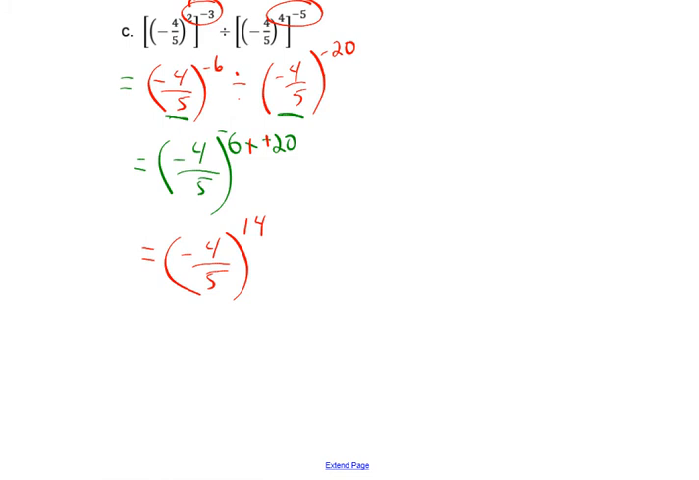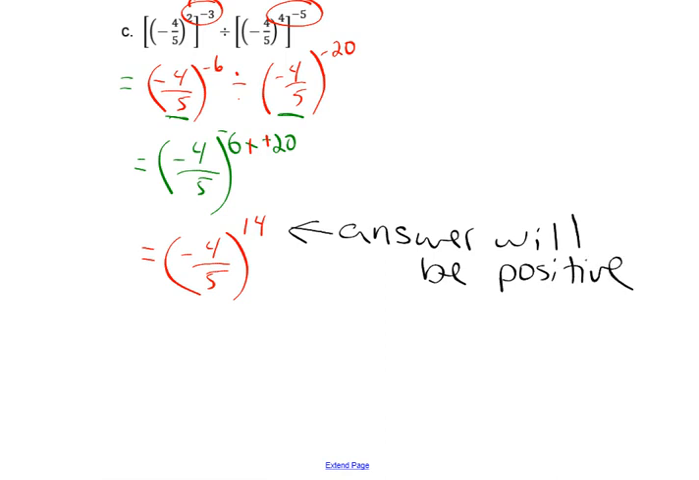Is my answer going to be positive or negative at the end? I've got a -4/5. Why would it be positive? Nice. So let's write that down. Answer will be positive. I don't want to take it down and get to the big, huge number, but answer will be positive because the exponent is even.